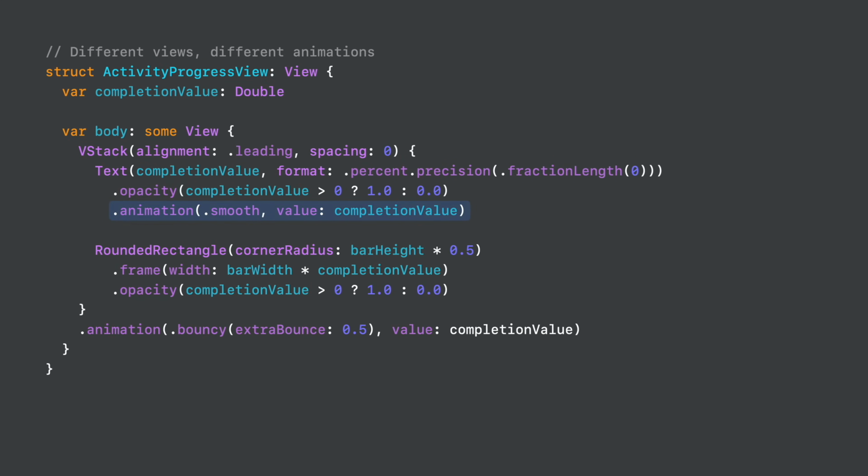I can solve this by adding a second animation modifier. I add a smooth animation to just the text view. Now, the bouncy animation applies to the whole VStack, but I override that animation just for the text subview. Now, the glitch with the numbers is gone. The bar bounces, but the numbers crossfade smoothly.